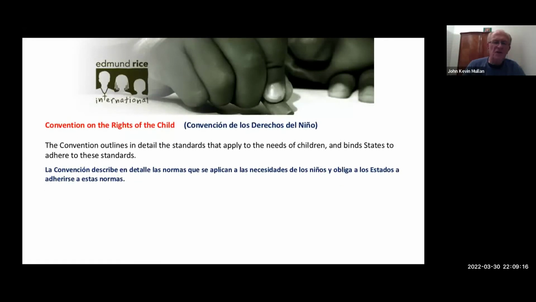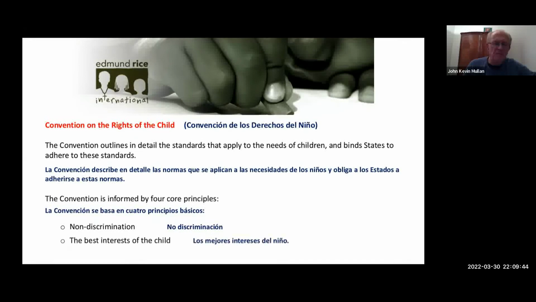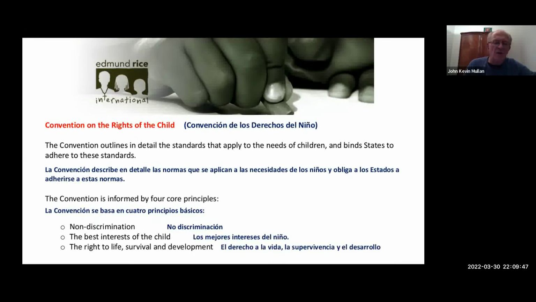And then to take a look at the Convention on the Rights of the Child, the Convention outlines in detail the standards that apply to the needs of children and binds states to adhere to these standards. So this convention focused very particularly on children, on their rights and their well-being. And the convention is informed by 4 core principles. And these principles are non-discrimination, the best interests of the child, the right to life, survival, and development, and respect for the views of the child. So when you look in greater detail at the Convention on the Rights of the Child, you see that those 4 basic principles are developed in the 54 articles that make up the convention.